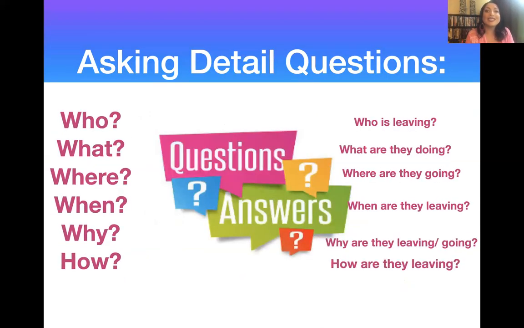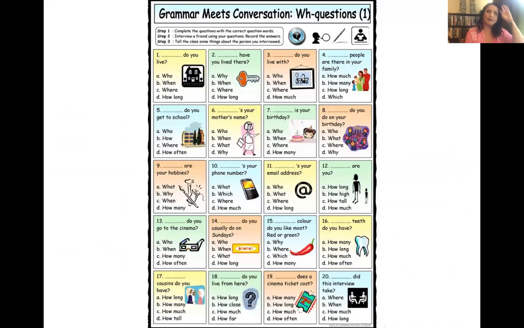We're going to use the detailed questions today. Who, what, where, when, why, and how. Who is leaving? What are they doing? Where are they going? When are they leaving? Why are they leaving or going? And how are they going? So let's get started.